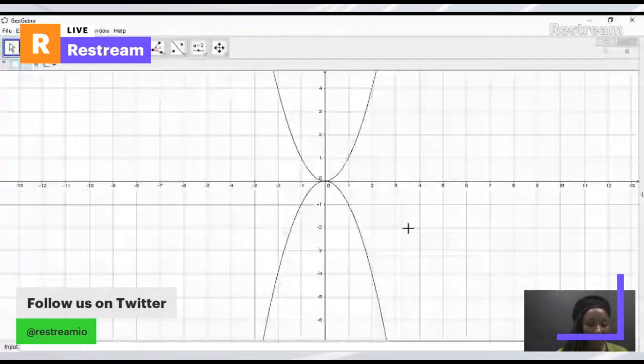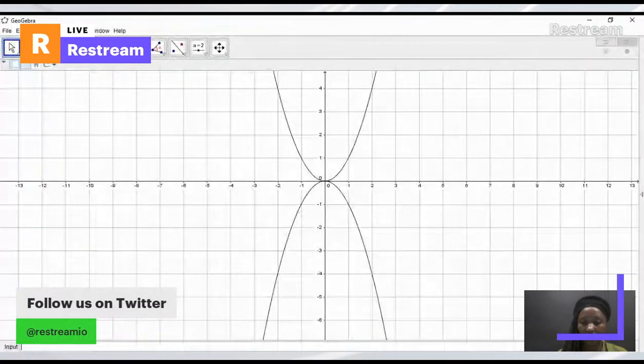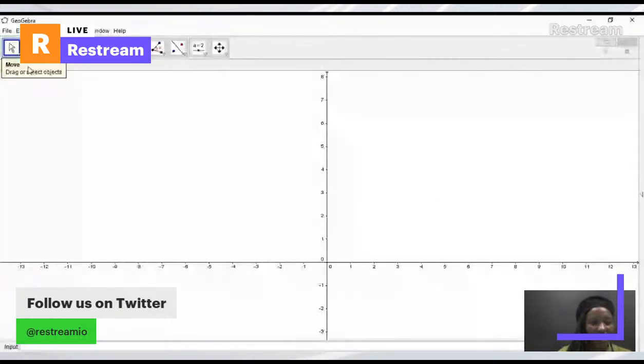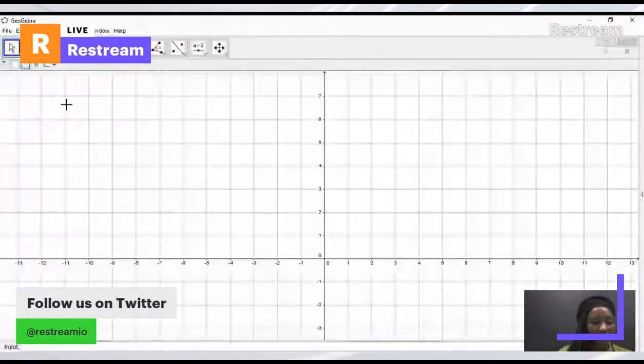All right, let me clear. Now you're going to be able to do some experiments and see what happens to a graph when you change it this way or that way.